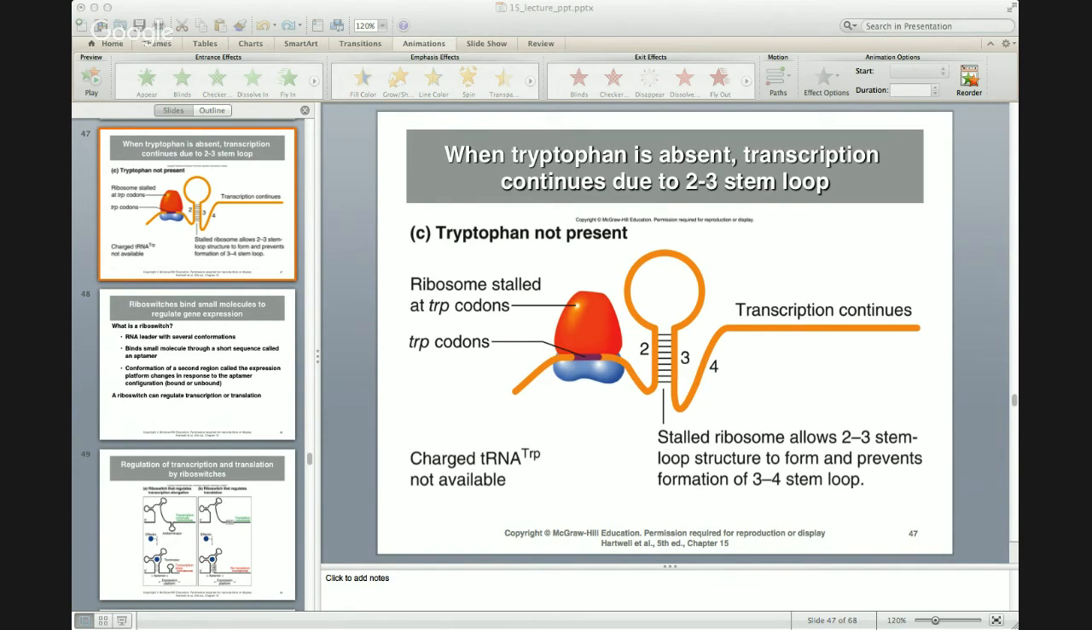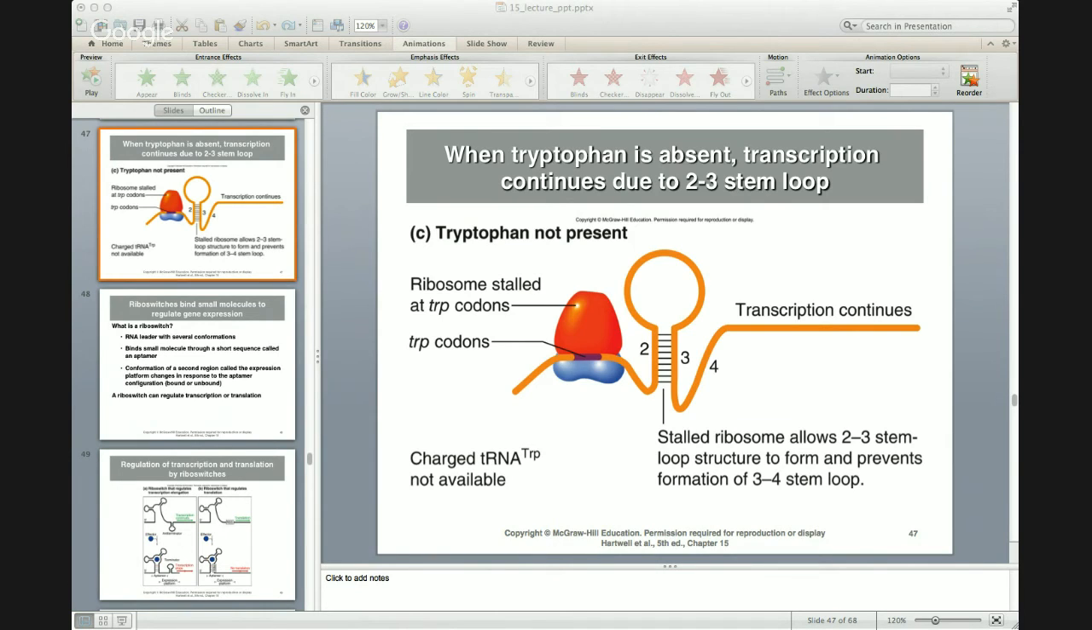So any questions regarding the attenuation? So what I described was attenuation. Let me define it as your text defines attenuation. It's the control of gene expression by the RNA leader-mediated premature termination of transcription. So attenuation is the premature termination of transcription via this leader sequence. All right. Any questions? If not, we'll move on.